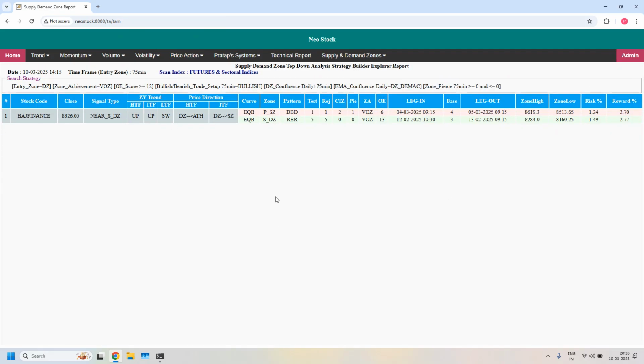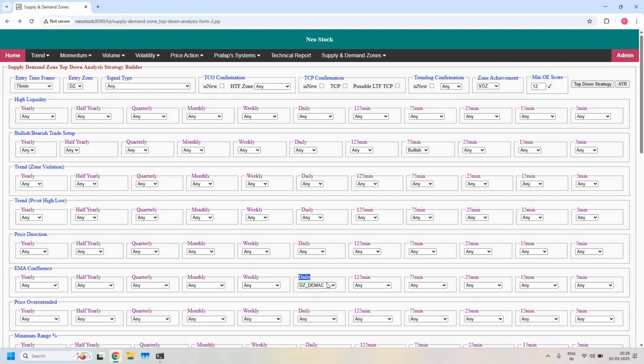We got 1 stock. So this is an even more high probability trade setup, supported by zone-based LTF, ITF zone confluence and ITF EMA confluence. Okay, next we will look for LTF, ITF, HTF demand zone confluence. That is 75 minutes, daily and weekly demand zone confluence.